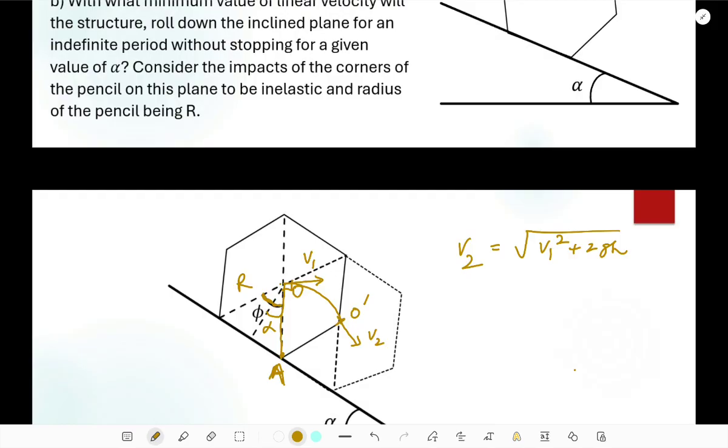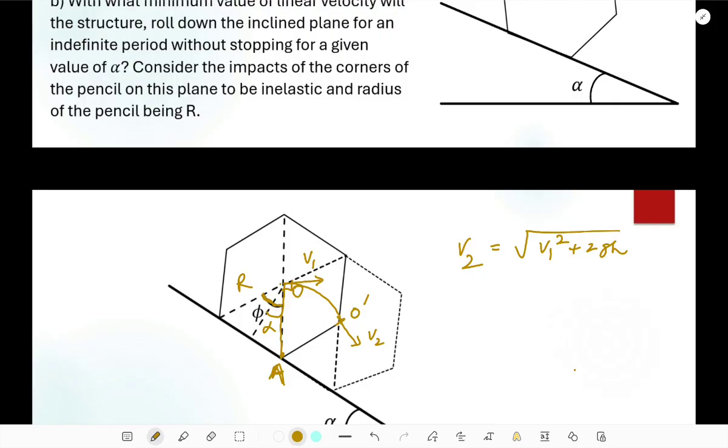This is basically the difference between heights. H is the height the pencil or the hexagon covered in the vertically downward direction. I know the height has decreased, but what is this decreased height h? You need to find out by thinking. I have given a thought, and I know what the value of h is going to be, but let's see.